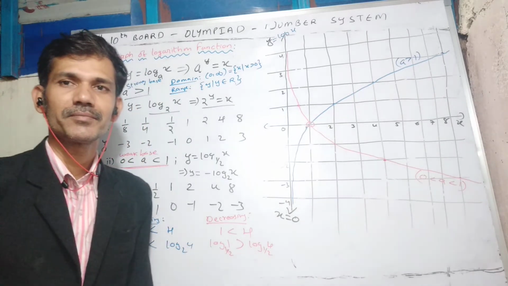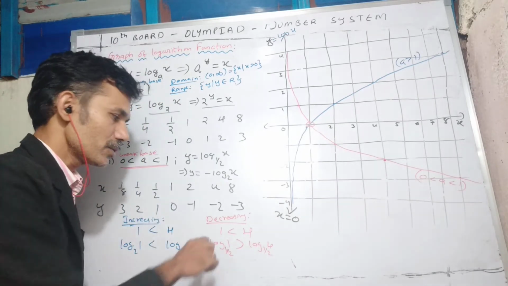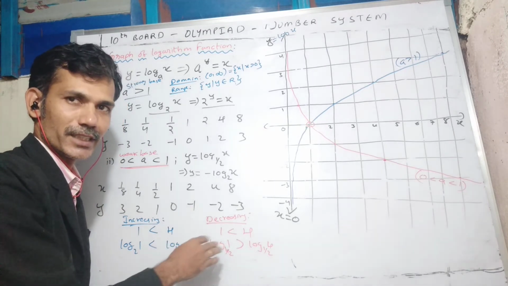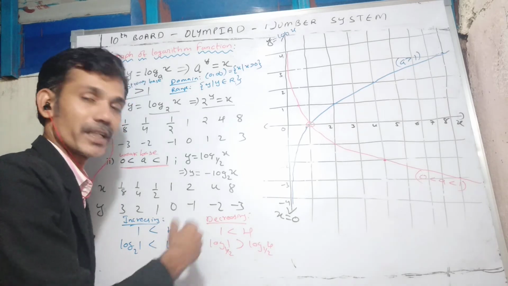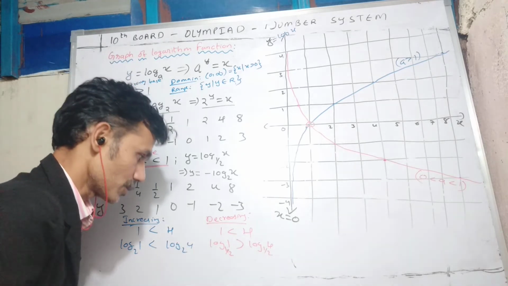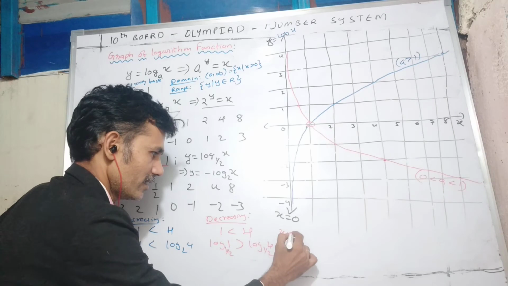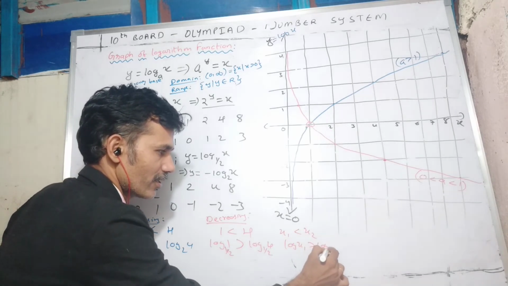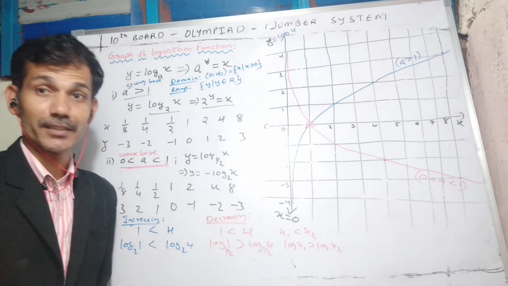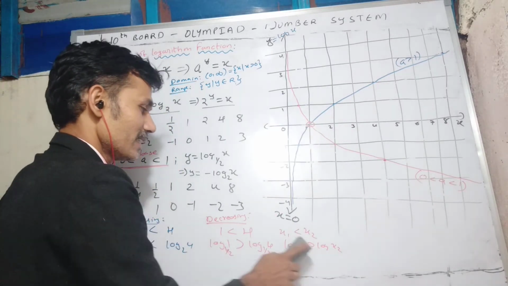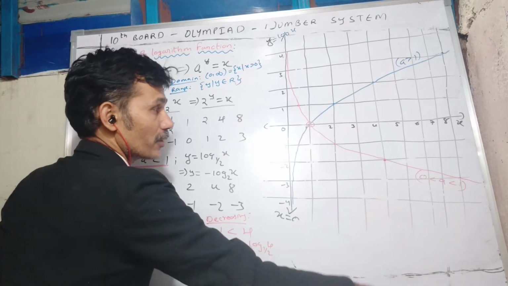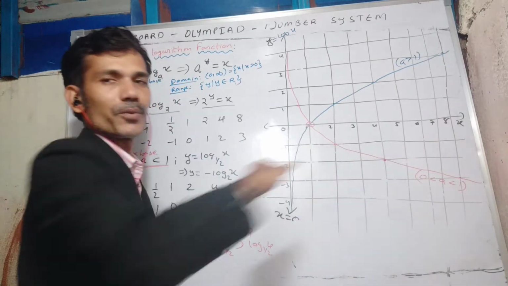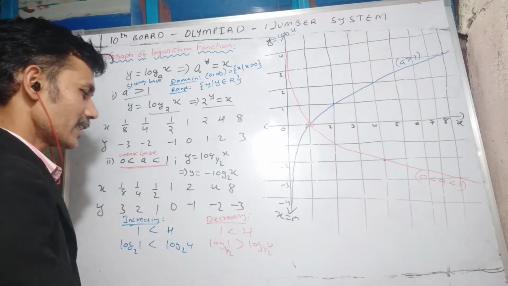See here, when you take any two values in the domain, when x1 is less than x2, it means log x1 will be greater than log x2. That time it will be a decreasing function. So decreasing, by observing the graph, how can you say it is decreasing? It will move downwards. Then we say it is a decreasing function.